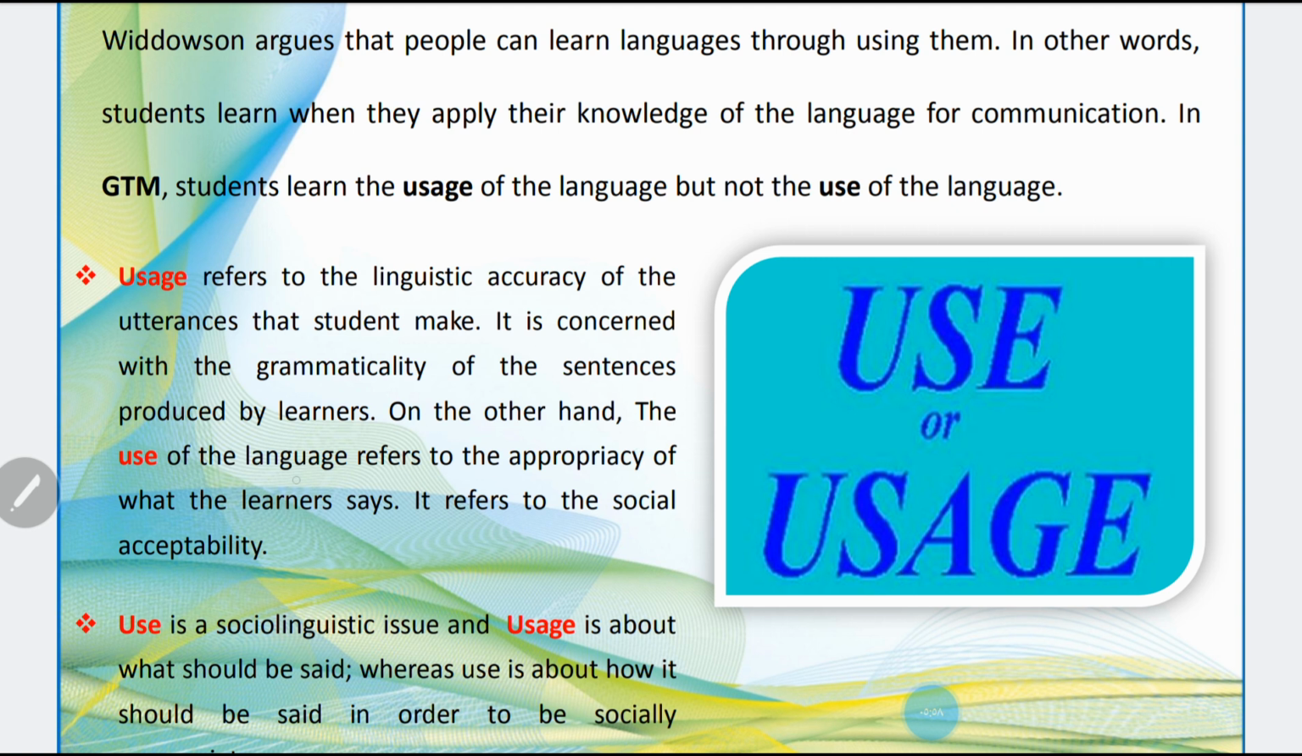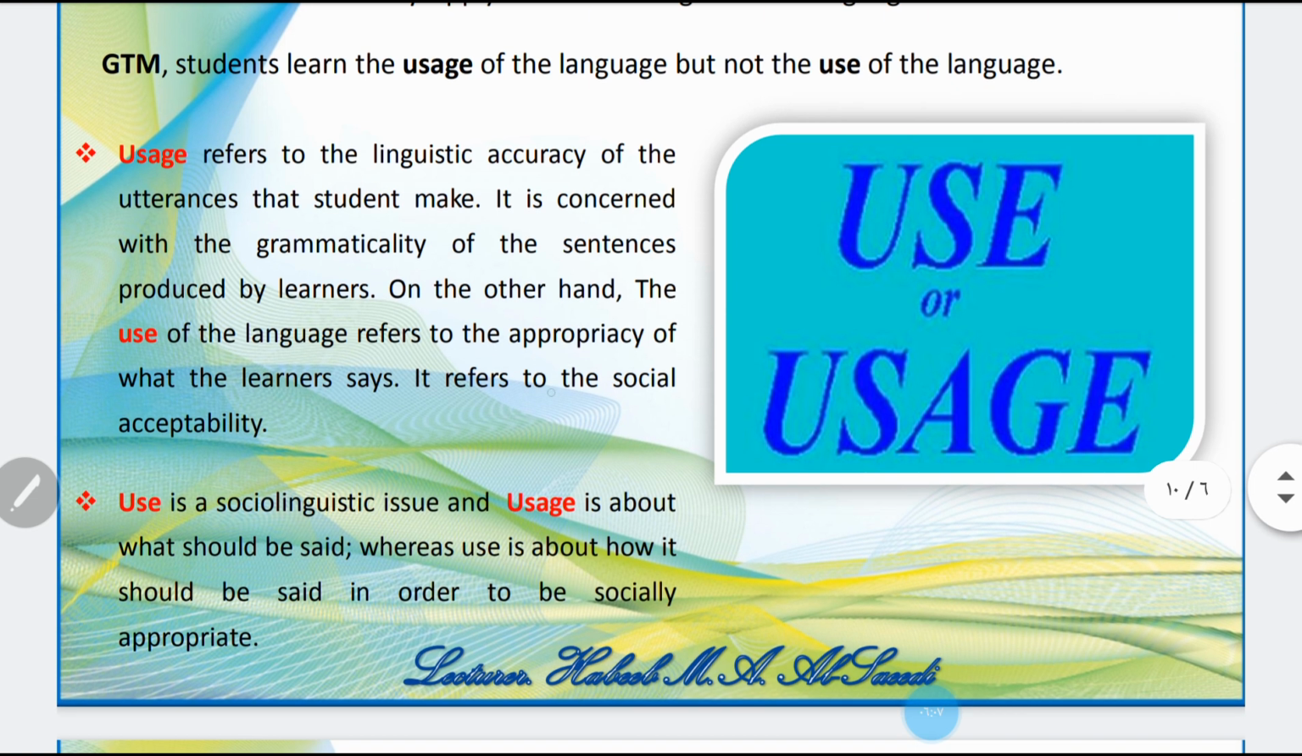so it is concerned with what? With the grammaticality of the sentences produced by learners. On the other hand, the use of the language refers to the appropriacy of what the learner says. It refers to the social acceptability. What is accepted? What is appropriate?